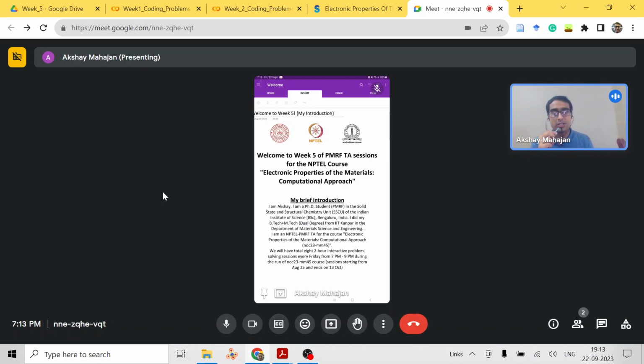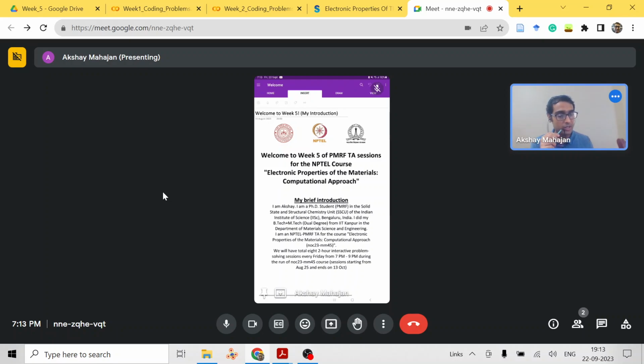So in this session, we are going to solve some numerical problems that we were not able to complete in the last 4 sessions. So we will be solving some problems related to week 1 to week 4 content in this session. And then we will also solve the coding problem from the assignments that have been submitted. Mostly we will solve just the week 1 and week 2 coding problems.